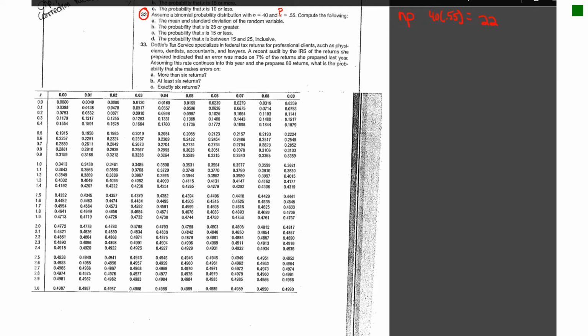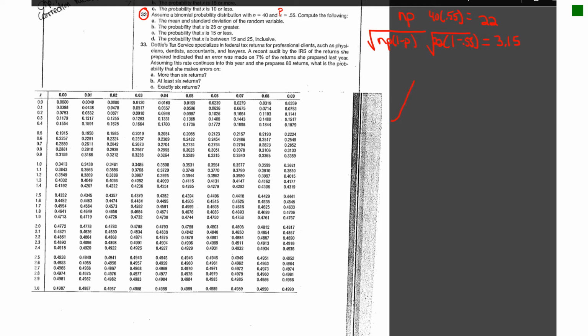And then remember that the formula to get the standard deviation is the square root of your variance, which is np times 1 minus p. So if you plug this in, you'd have what? You'd have 22 times 1 minus 0.55, and then you hit the square root button. And I'm going to take this out to 2 decimals. It's right at 3.15.